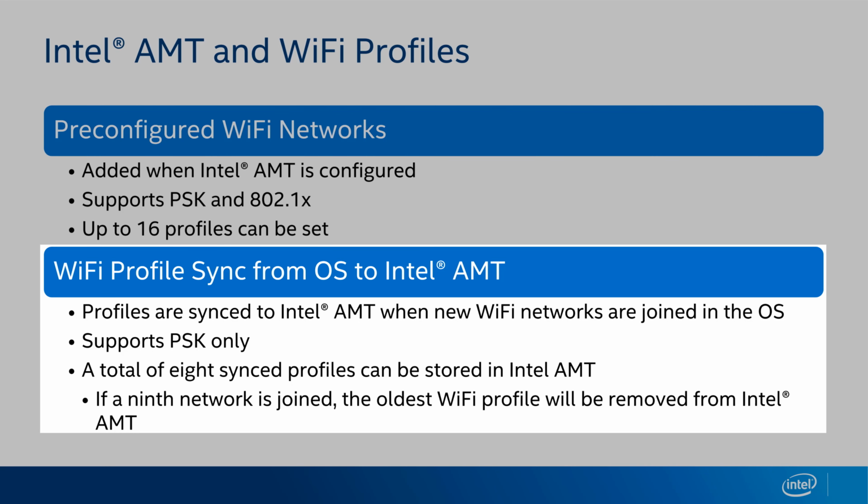We also support syncing Wi-Fi profiles from the host into Intel AMT. So anytime your system connects to a new Wi-Fi profile, we can synchronize those settings inside AMT automatically. Now this mode only supports pre-shared keys. It does not support 802.1x and can hold a total of 8 of these synchronized profiles. And if a 9th network is joined, then the oldest profile will get kicked out in favor of the new one.